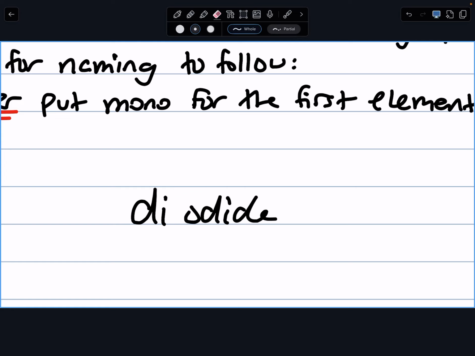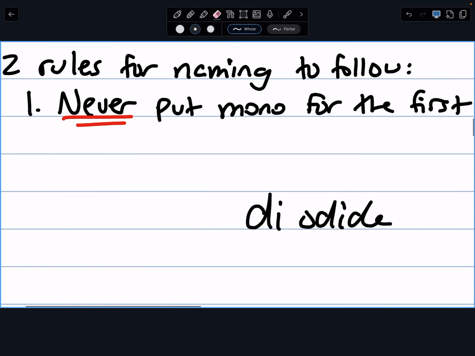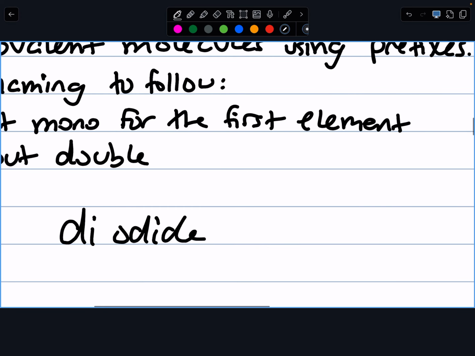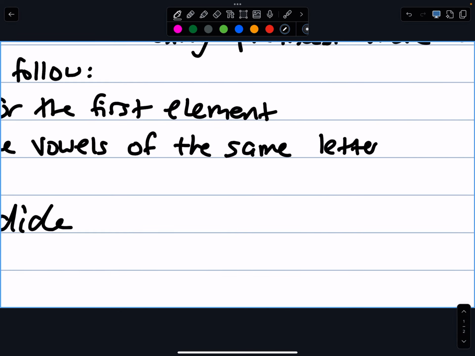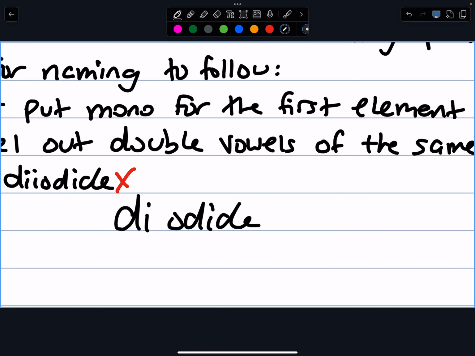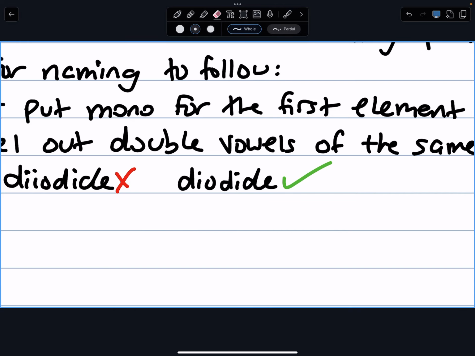That's the rule. But I'll just say this: cancel out double vowels of the same letter. So then I'll put an example, which is the one we just did. So "di-iodide," that's not correct, so I'll put an X. And then the correct version is diiodide, so then I'll put a green check. Good? That makes sense? Okay.